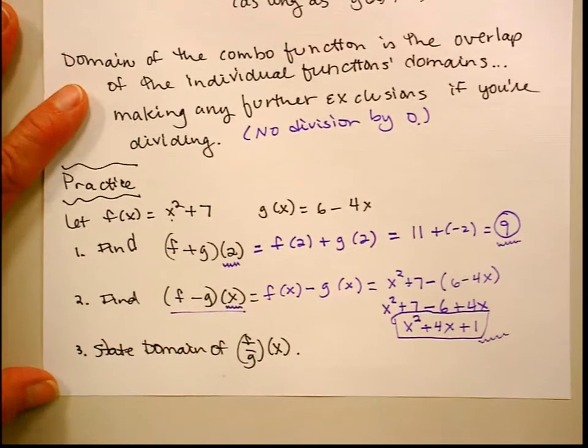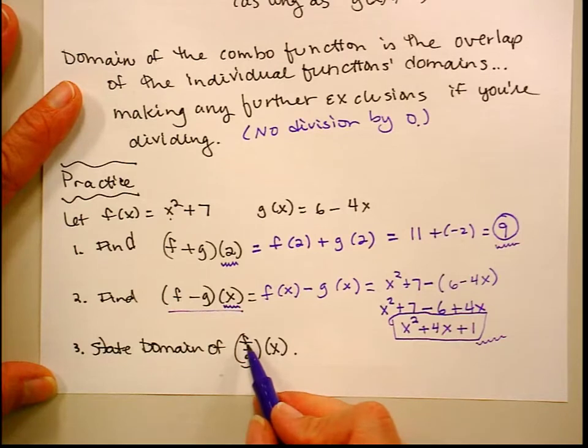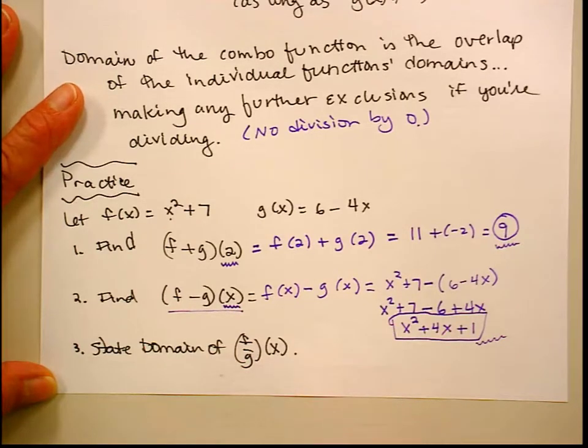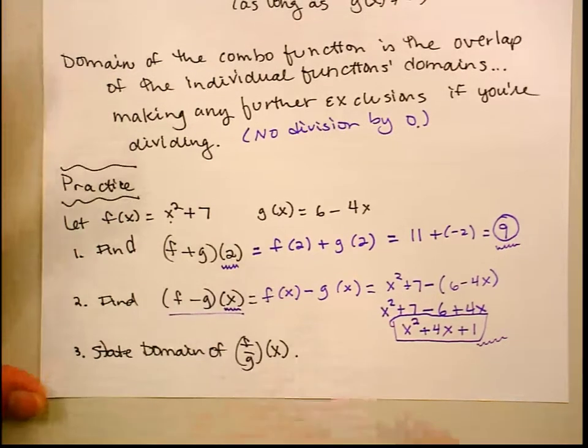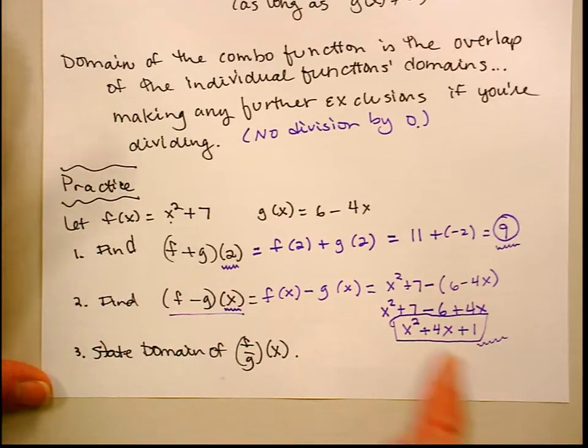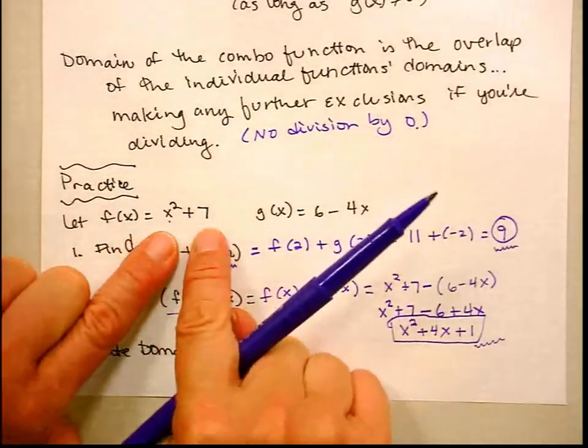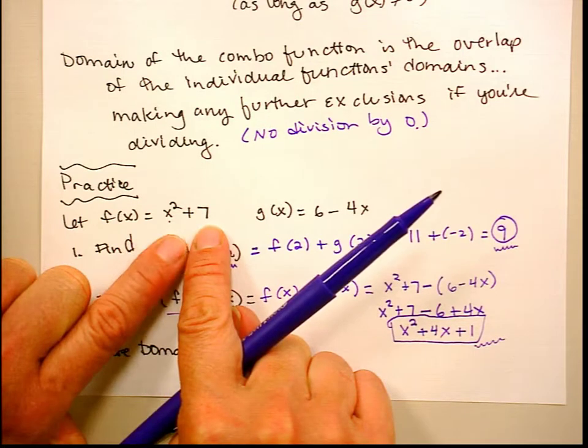Okay? Okay, so state the domain of f over g of x. Well, let's figure out what the overlap is just for the given functions. So f of x equals x squared plus 7.